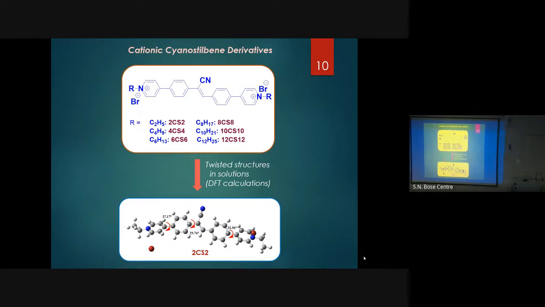Because of the two positive charges, it will go into water, but if you keep on increasing the alkyl group length, at some point it will also start aggregating, because the hydrophobic groups tend to make them aggregate. In the aggregated state, the cyanostilbenes come close together, they will have lower non-radiative decay, and finally you will have more luminescence.